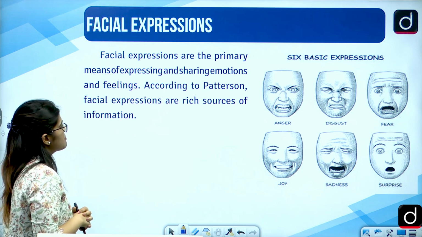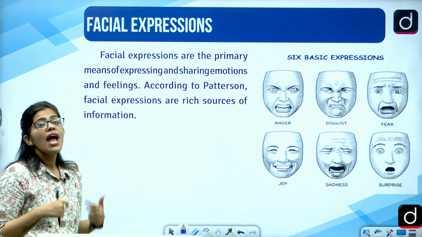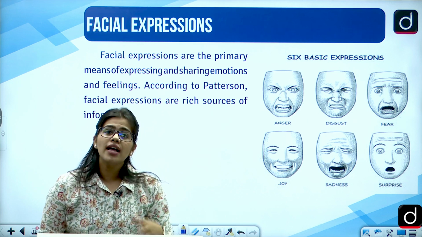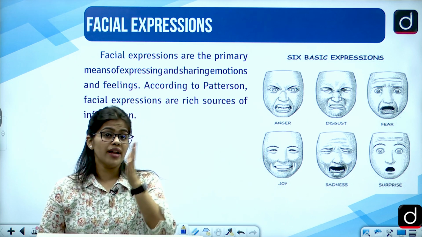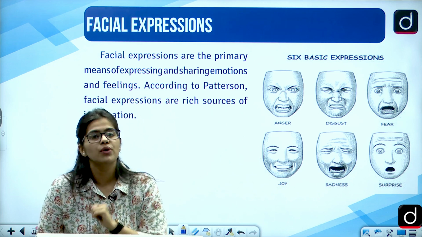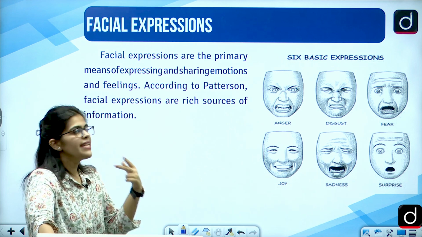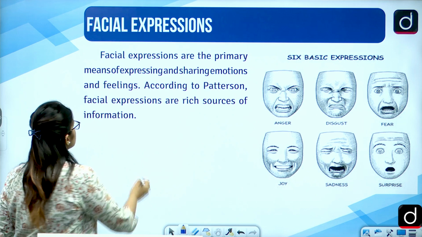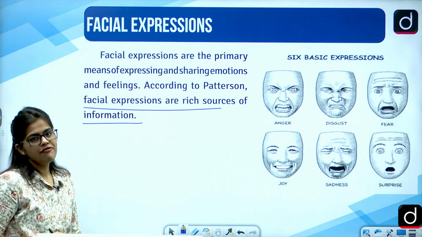Then the facial expressions. The facial expressions are the primary means of expressing and sharing emotion. If I say in the class, I'm very happy while I look sad, this shows that my expressions and what I'm saying are not complementing one another, which means maybe I'm avoiding the conversation or not telling the truth. So there can be different facial expressions, and these facial expressions are a rich source of information.